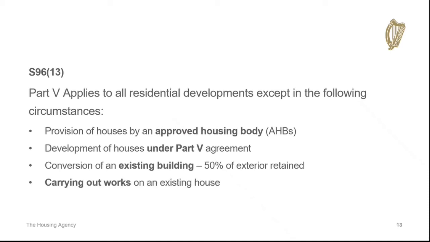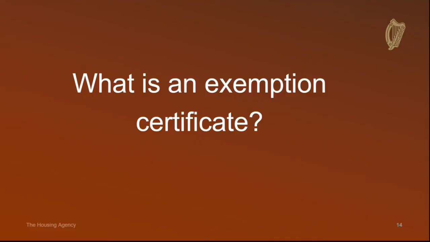Part 5 does not apply to carrying out works on an existing house. No exemption certificate is required in any of these circumstances. The applicant should refer to section 96.13 in their planning application, and the planning authority will determine if it applies.